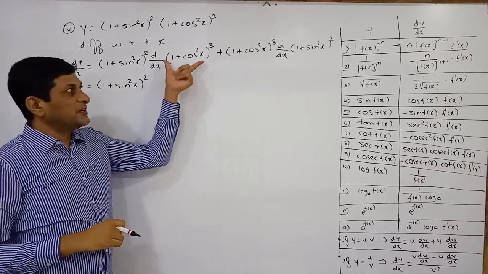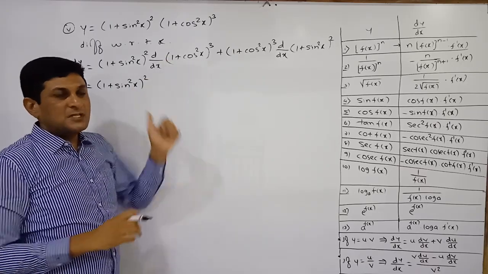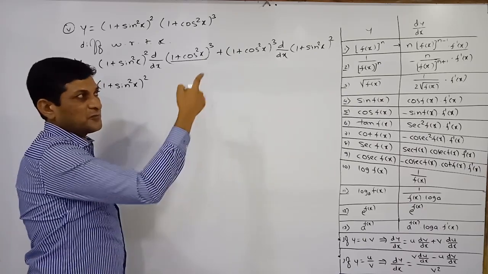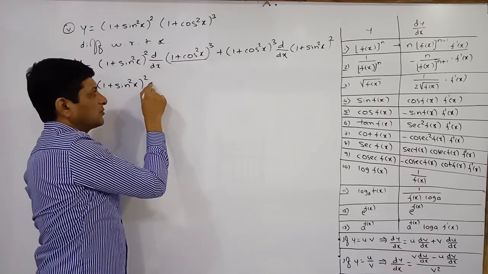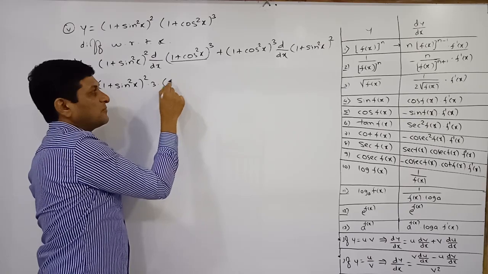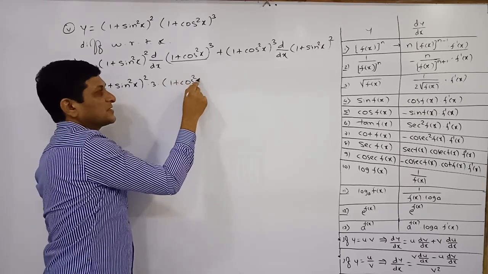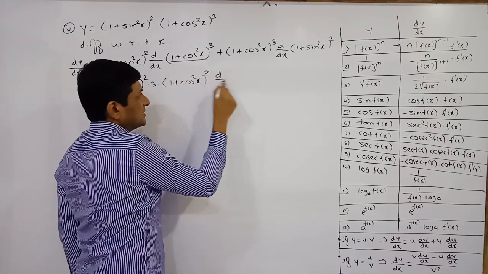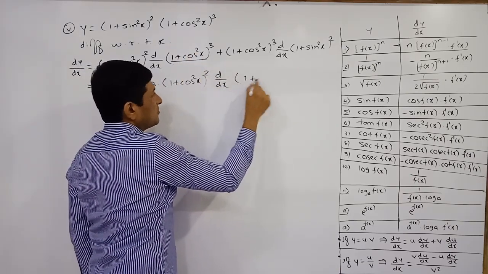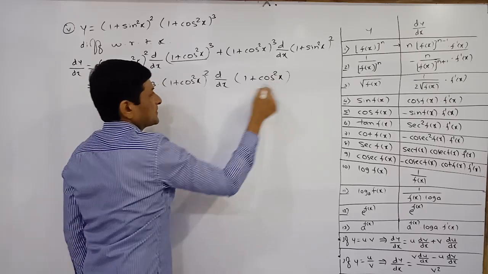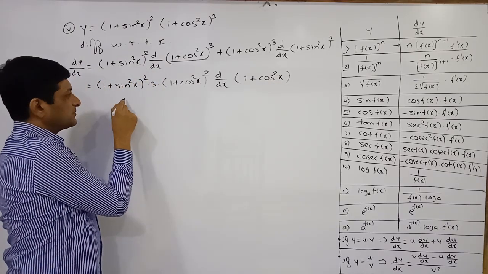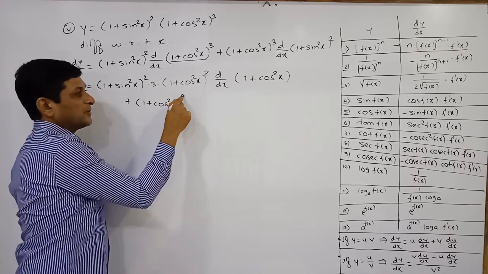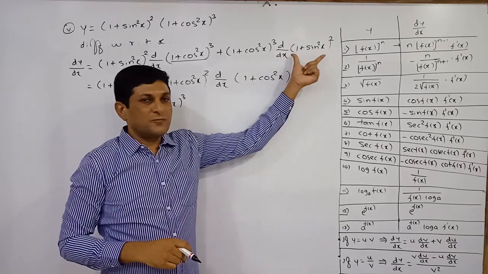Now we are finding the differentiation of this term. So observe, this term is in the form of what? f of x raised to power n. So according to our first formula, take this power as a coefficient. Then decrease its power by 1. 1 plus cos square x raised to power, the new power will be 2, into the derivative of this f of x. The derivative of f of x means the derivative of 1 plus cos square x. Okay, so now keep this plus second term as it is, 1 plus cos square x raised to power 3 as it is. Now we are finding the differentiation of this term.